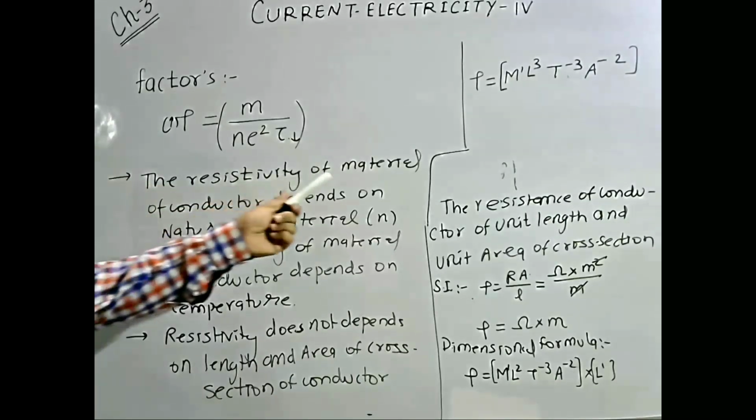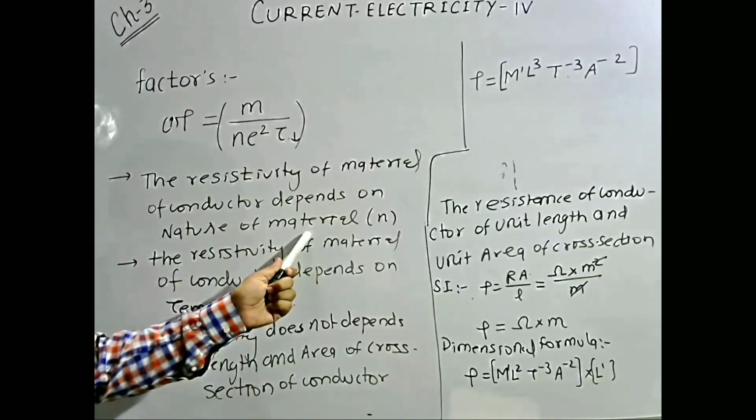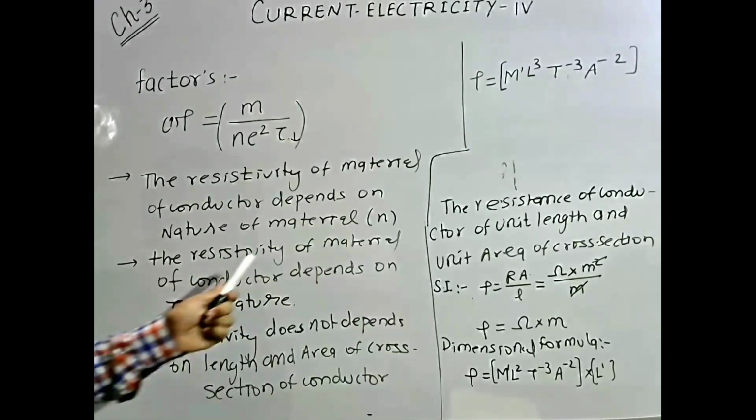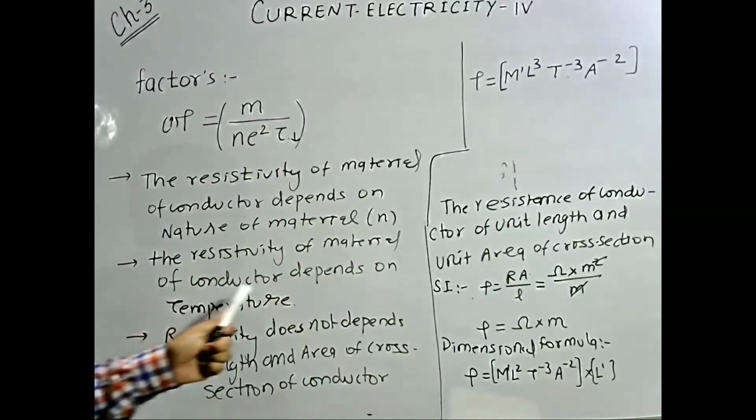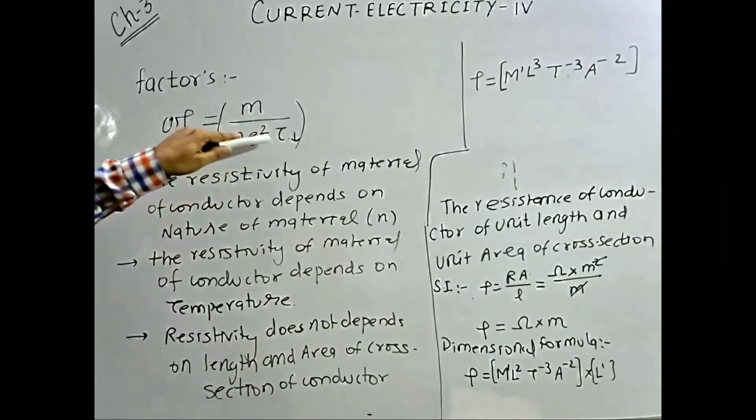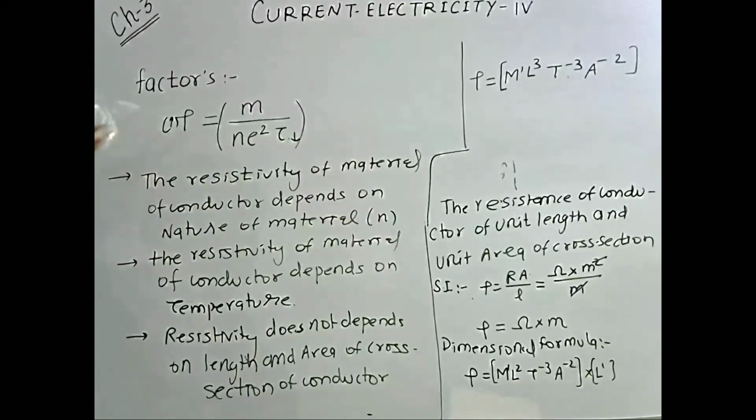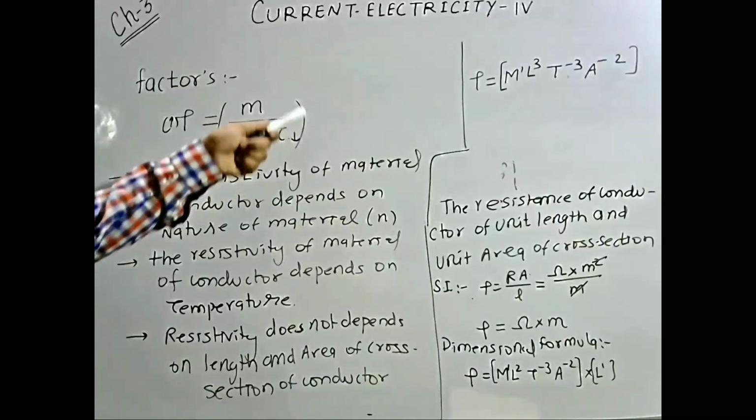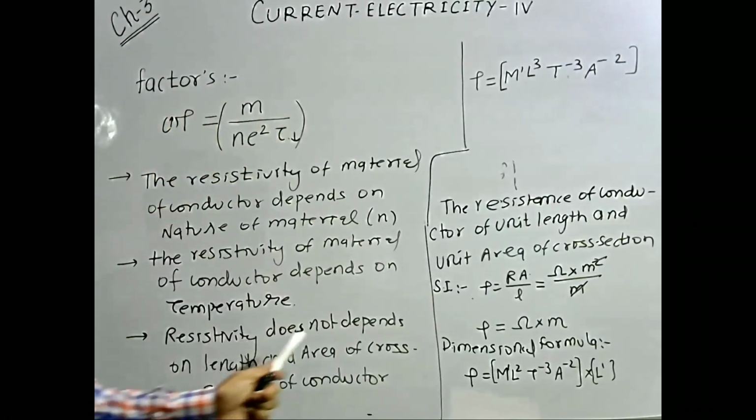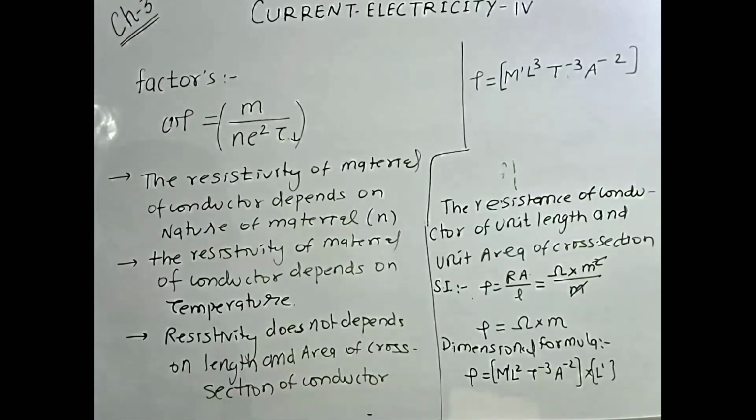Resistivity of the material of a conductor depends on the nature of the material, and second, the resistivity of the material of a conductor depends on temperature. As temperature increases, relaxation time decreases, and as a result resistivity increases. And it is clear from the above expression that resistivity does not depend on the length and area of cross section of the conductor. So I hope you all understand, है ना? So you note down please.